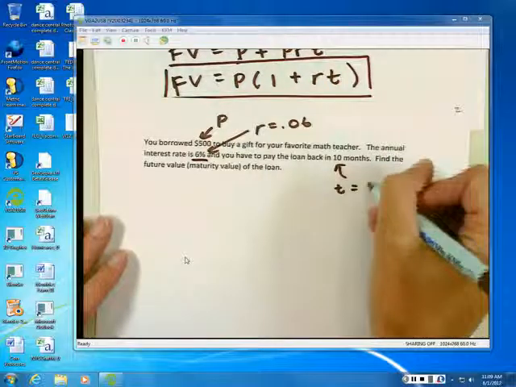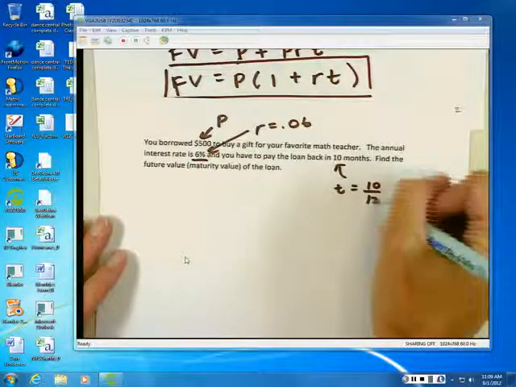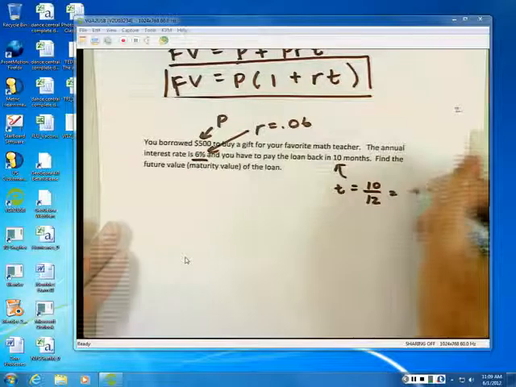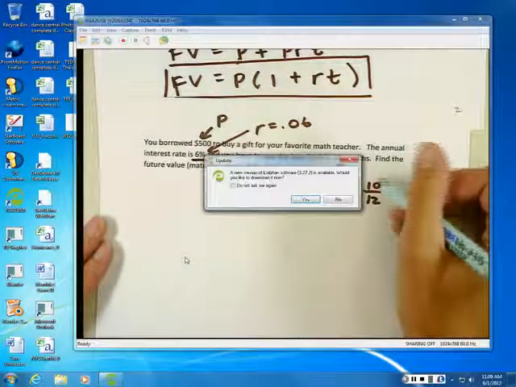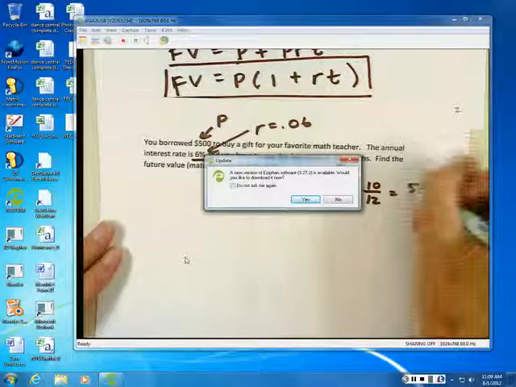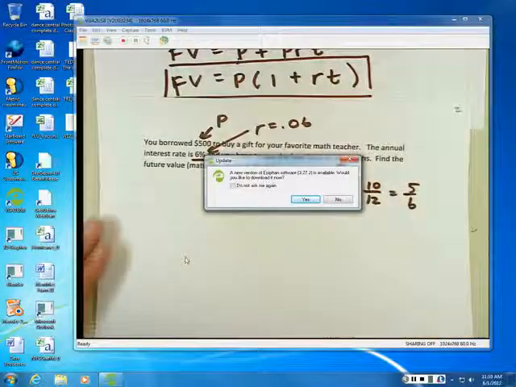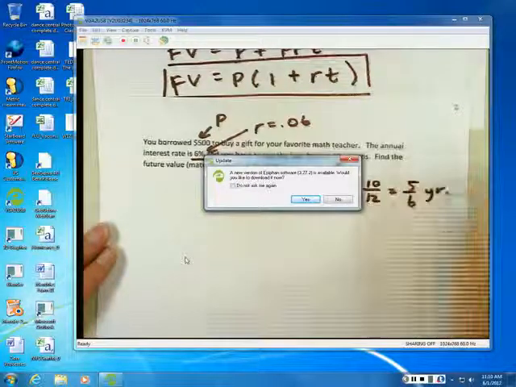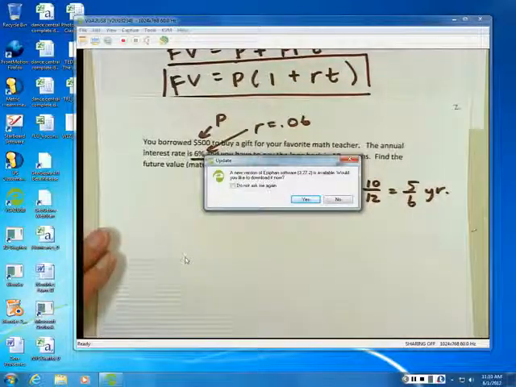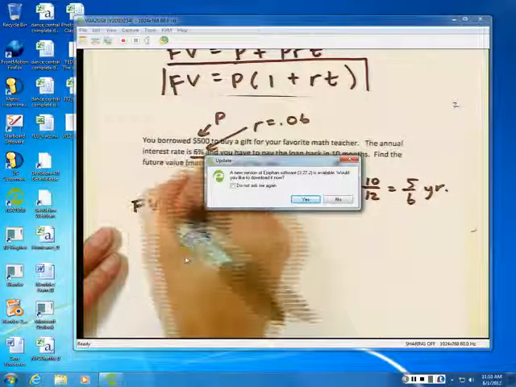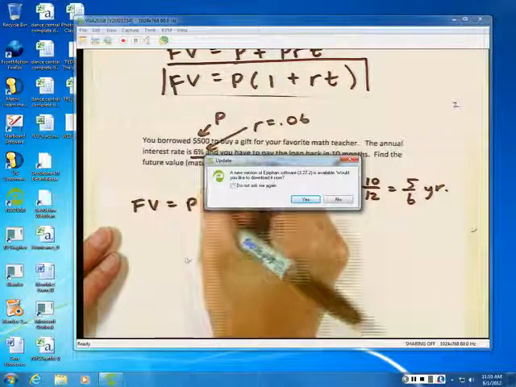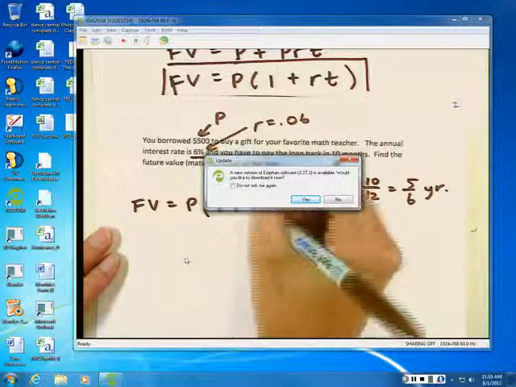But remember, T is the time in years. So that's 10 months out of 12, which would be 10/12ths or 1/6, or however, would it be 1/6? Divide by 2? No, it would be 5/6. However you want to reduce that, hopefully correctly. So 5/6 of a year. Find the future value of the loan. Okay, I'm going to use that new formula. So the future value is principal times 1 plus RT.